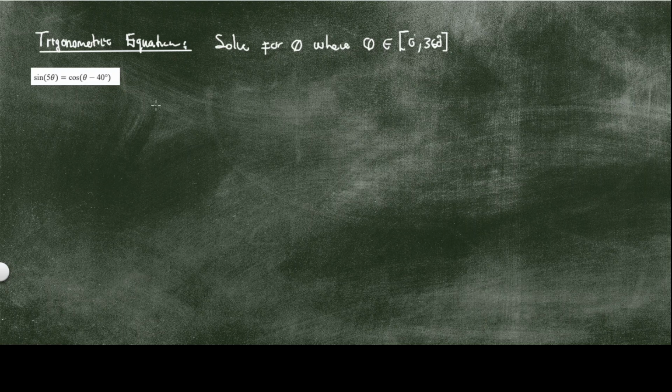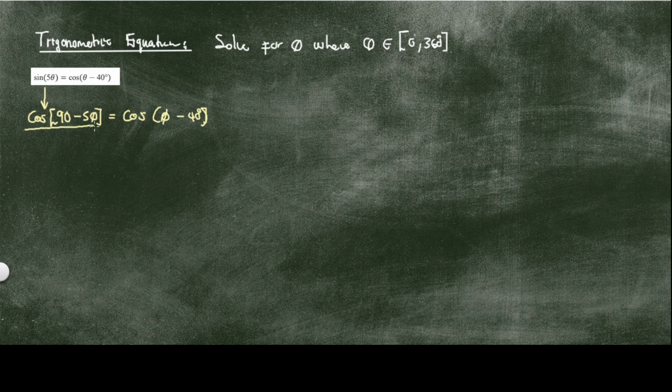Correct. You know what I would do? I would change the sine to a cos, right? I would say cos of 90 degrees minus 5 theta is equal to cos of theta minus 40 degrees. Okay? Now, they are the same.